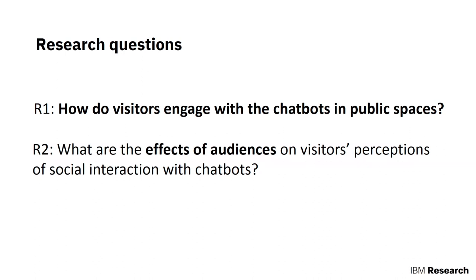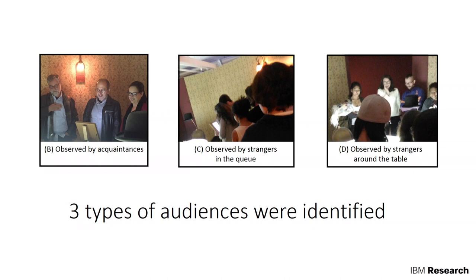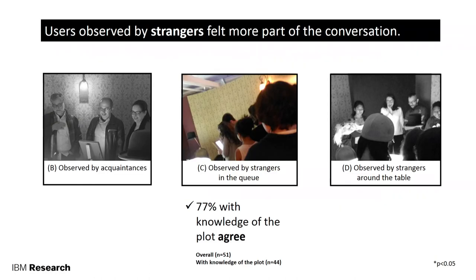Anyway, we studied this to understand how visitors engage with chatbots in public spaces and what the effects of the audience are. One thing we noticed is that if people are observed by other people, they act differently when interacting with those machines. People observed by acquaintances, like family and friends who were together, had a different kind of interaction than people observed by strangers, in a queue waiting to interact with the exhibition or around the table in front of them. People observed by strangers felt more connected with the chatbots and asked more questions as well.